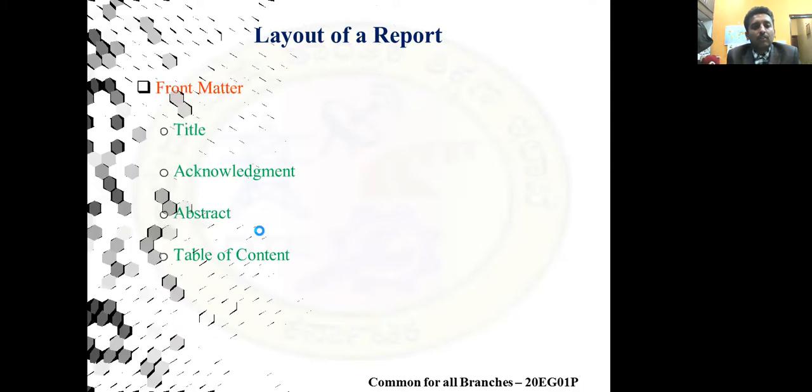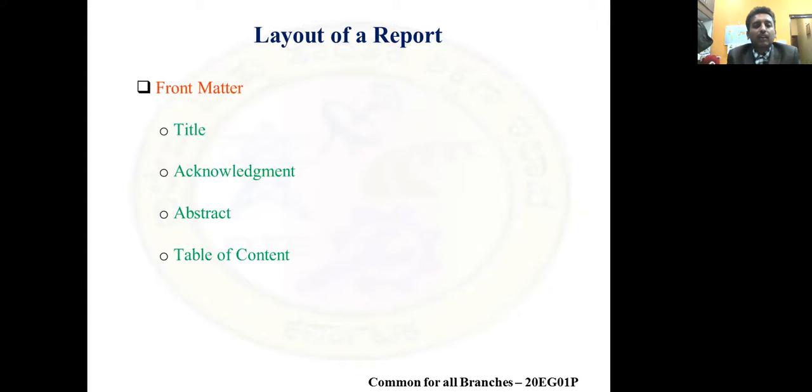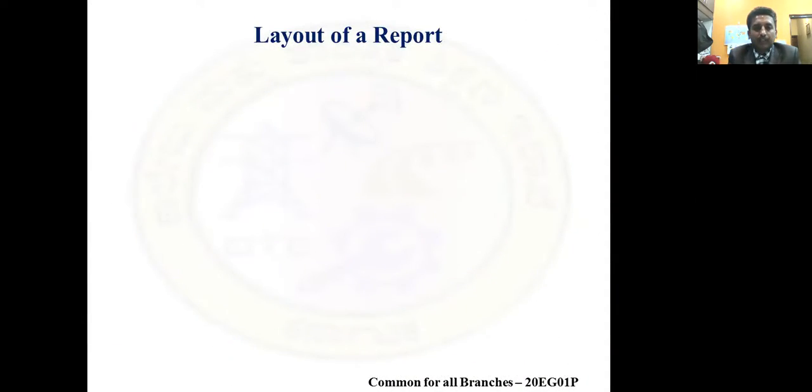So these are all the four elements and headings which are listed under front matter of a report. Let us look at the next part. The second part is main body.